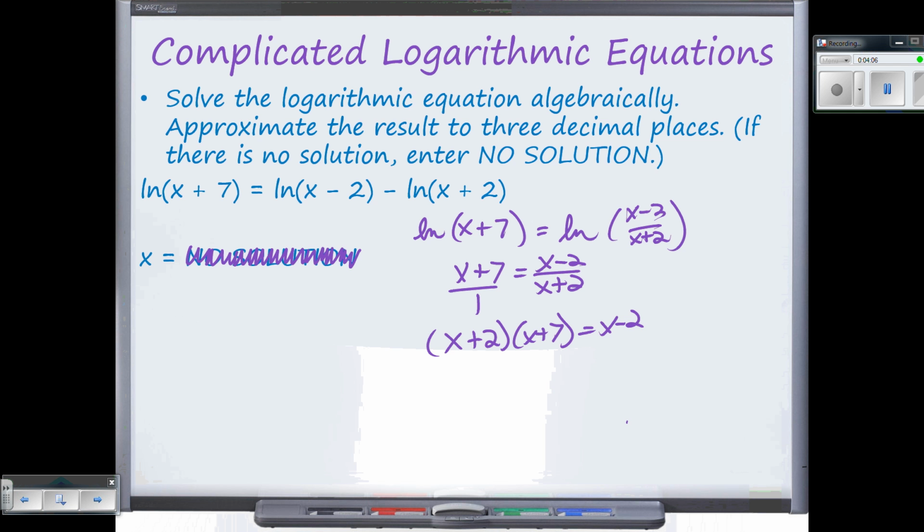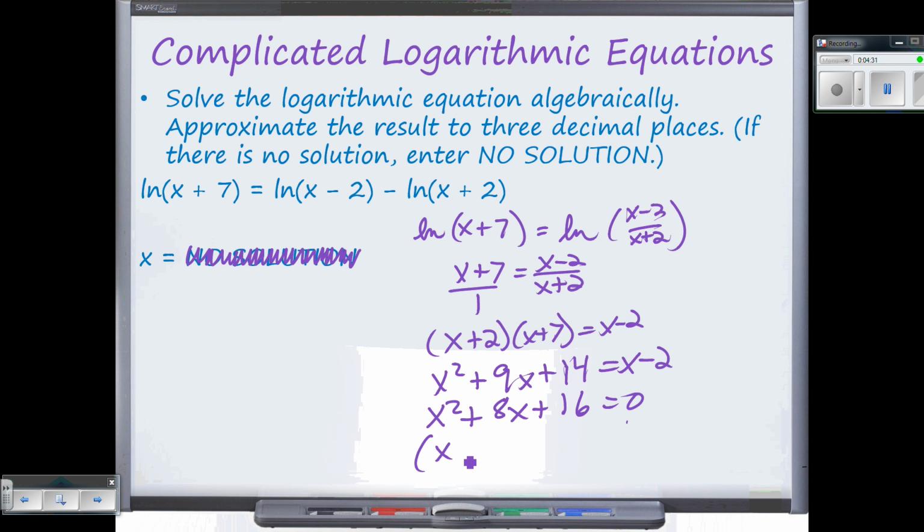So I'm going to FOIL. I get x squared plus 9x plus 14. Okay, now since I have the x squared, I'm going to have to move the x and the minus 2 over to the other side. So 9x minus 1x is 8x. 14 plus 2 is 16. And I factor that. Factors of 16 that add to 8 would be 4 and 4. So that means my x is equal to negative 4.